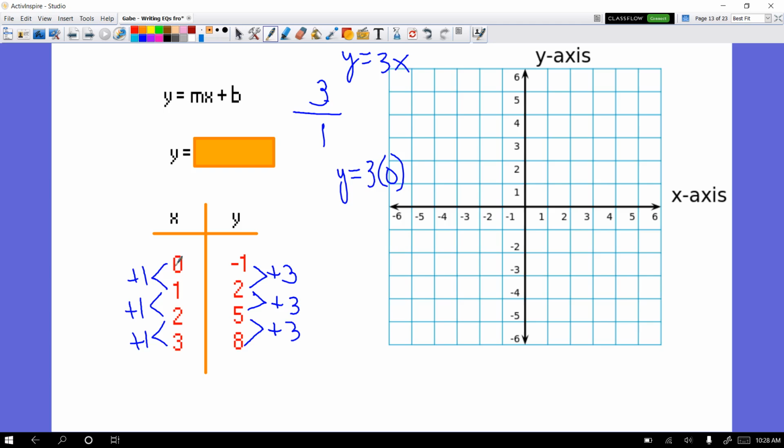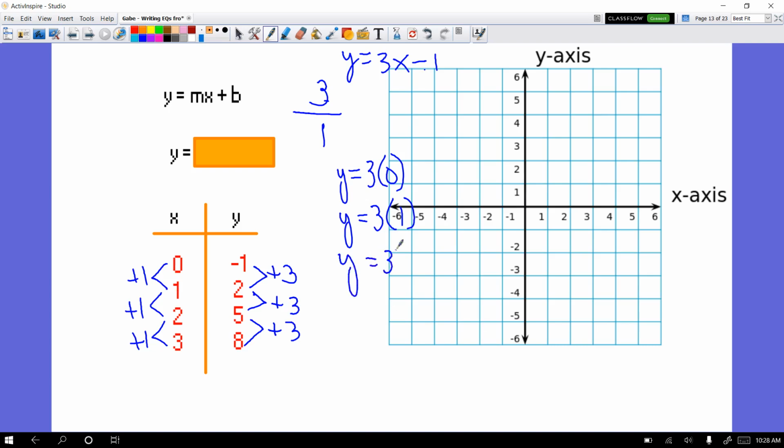Okay? So whenever I substitute 0 in, it said it should be 0, but it's not. So how do I get to negative 1? 0 minus 1 is negative 1. Okay? So minus 1. Now let's see if it works. Y equals 3 times 1, a new x value of 1. Put right there. 3 times 1 is 3. How do I get to 2? Minus 1. Check.